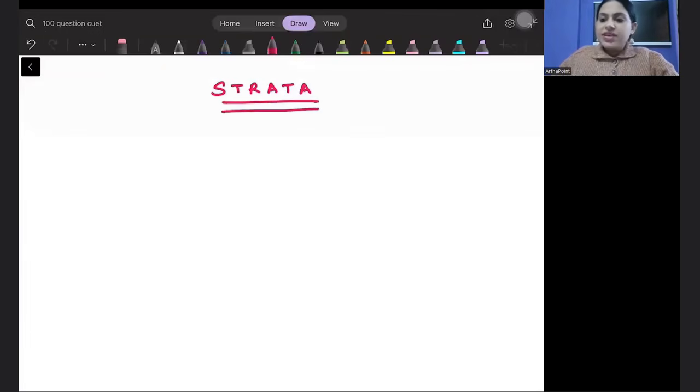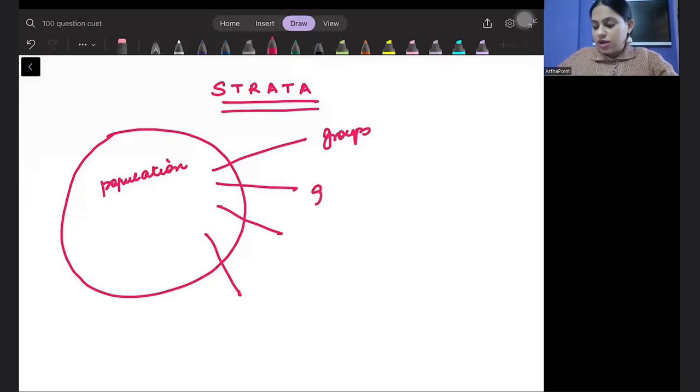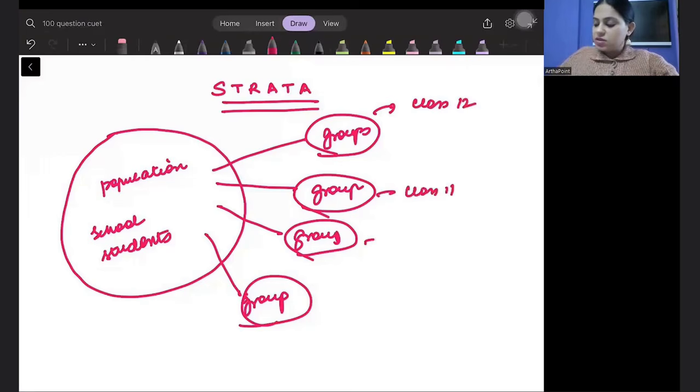What is a strata? Basically, a strata means that you take a population and divide the population into different groups, such that these groups are based on some characteristics. For example, my population is school students, and I have divided them on the basis of their class. Suppose I say this is class 12th, class 11th, class 10th, and class 9th.